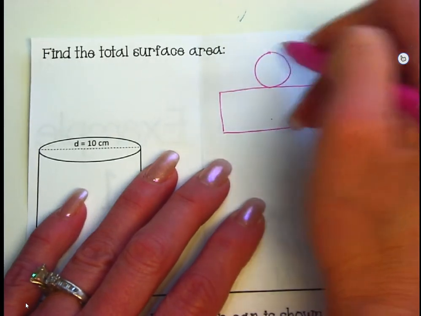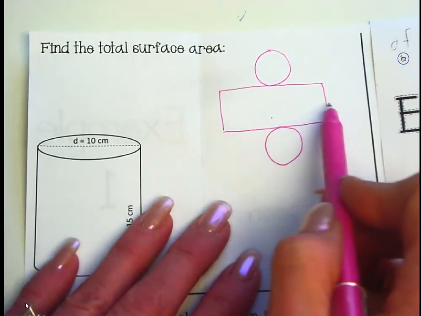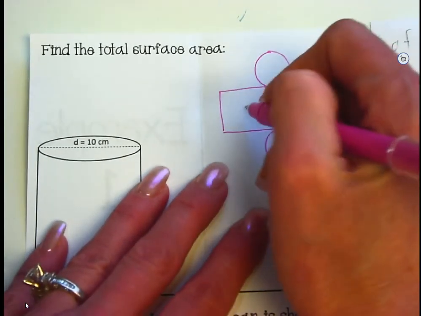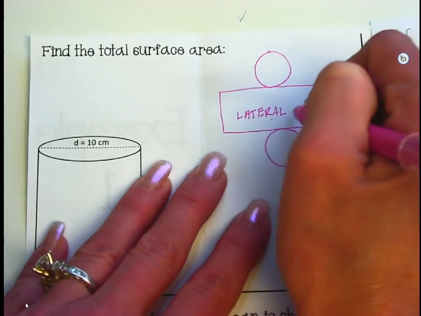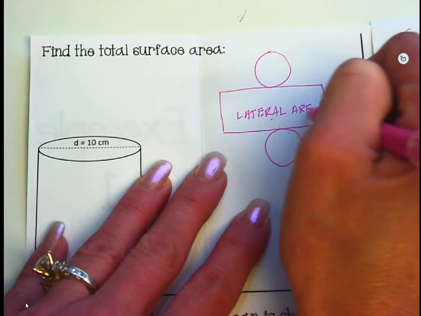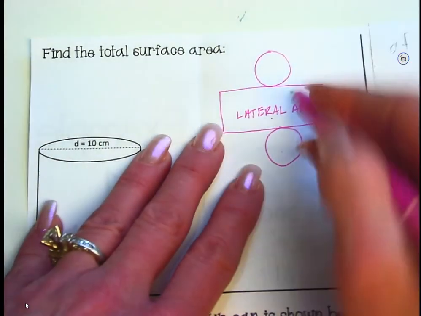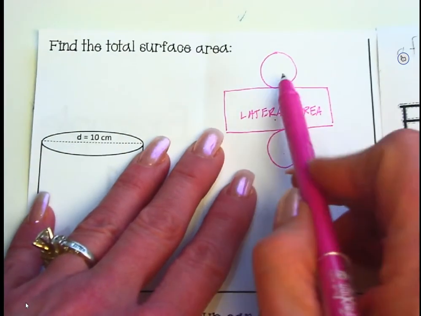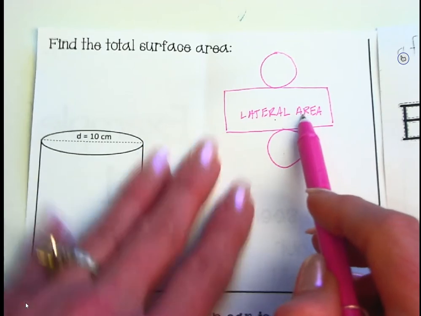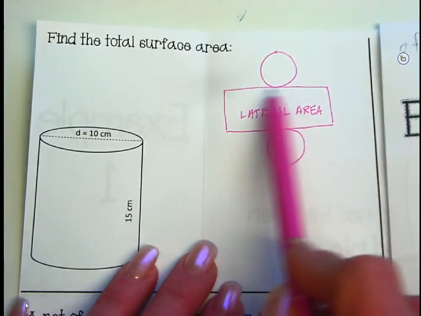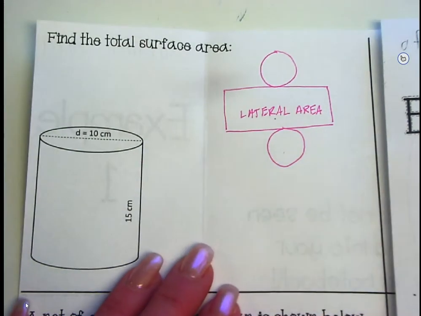We have two circles. That's our two congruent bases. And then we have this rectangle here. This rectangle is actually called the lateral area. That's important. You need to know that. This is the part that goes around the can. And then these two here are our bases, right? We have two bases. So the bases would be the circular part. The lateral area is the rectangular part. So you could take this two-dimensional shape, fold it together to make this three-dimensional shape.